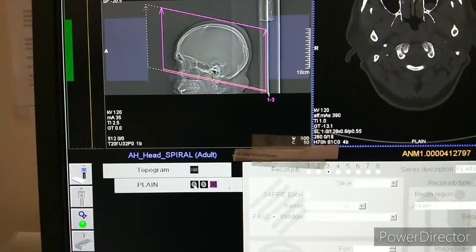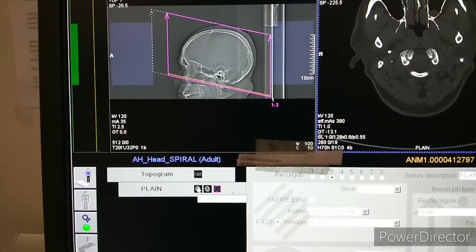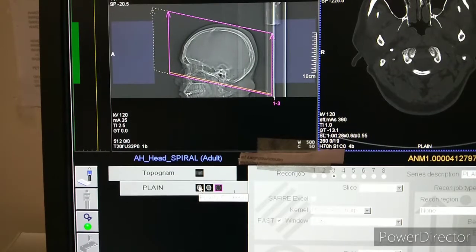So in case the patient is advised for a contrast scan, we have to take another scan after giving contrast.